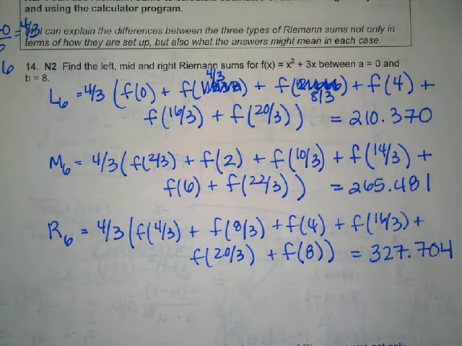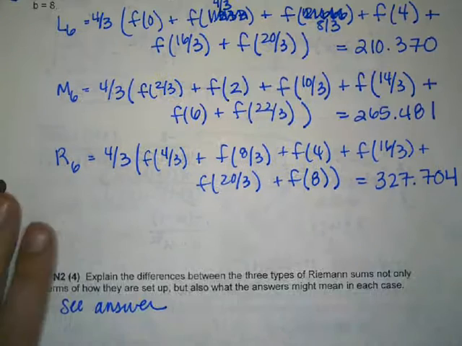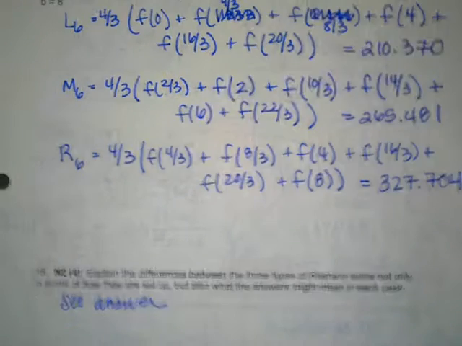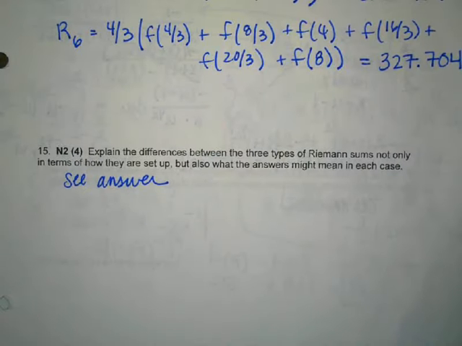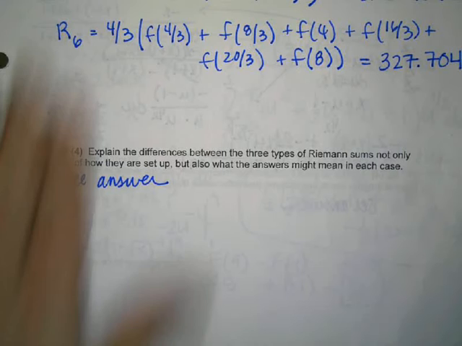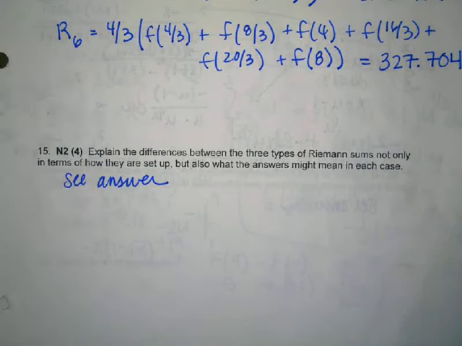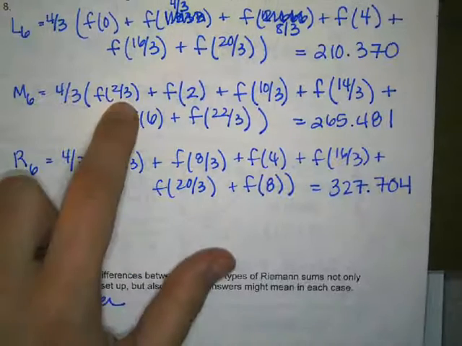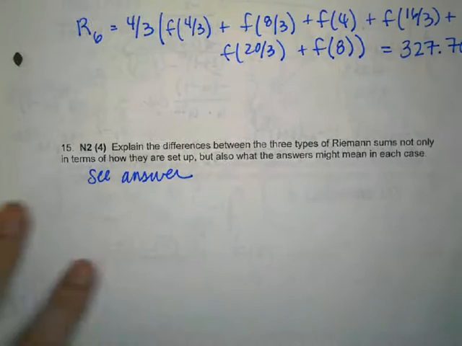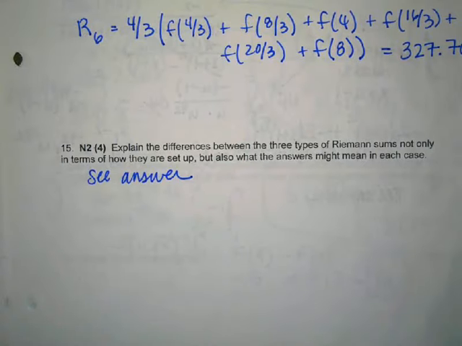For number 15, explain the differences between the three types of Riemann sums, not only in terms of how they're set up, but also what the answers might mean in each case. So again, you just have to explain how they're set up, what's different between the three setups. So like for midpoint, explain how you figure out what the middle value is for each partition. And then what the answers might mean in each case.